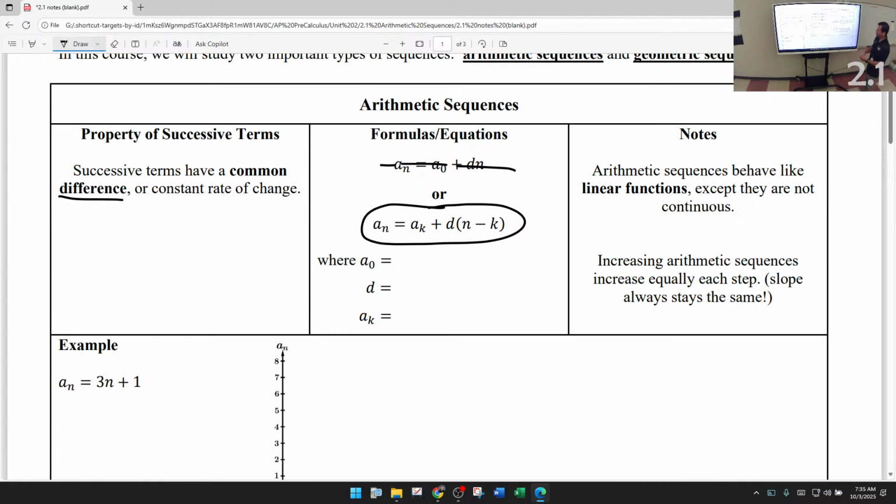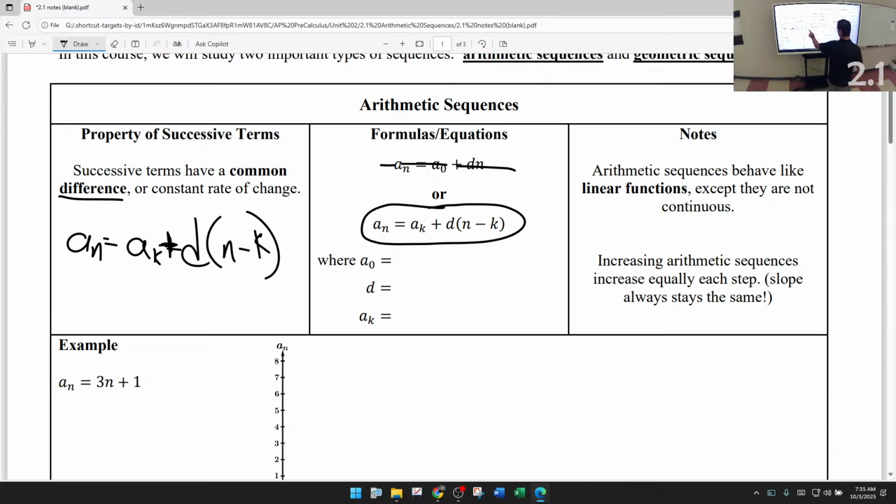So a sub n equals a sub k plus d times n minus 1. I just write it down until it comes to my head, and now I know it. It's not a horrendous formula. It's just something that won't come natural to you until we do it so many times. Okay? It's k. That's what I said.